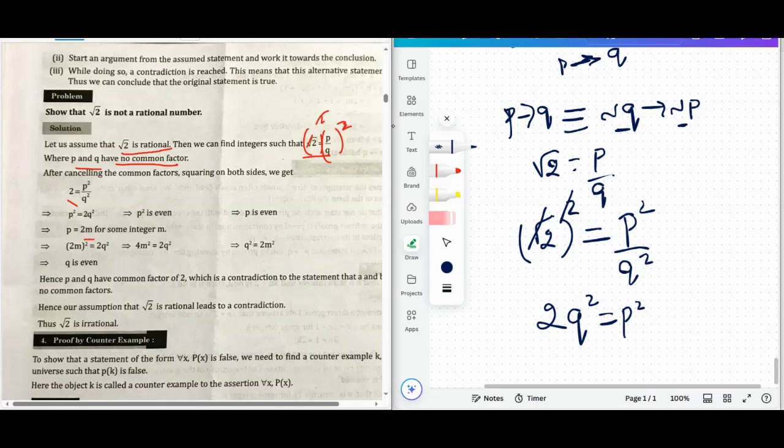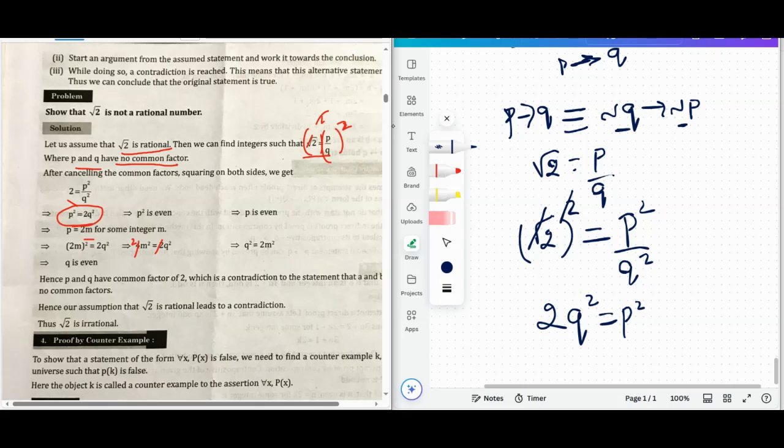Now since p square is even, p is even, we'll take p is equal to 2m. Substitute in the formula. Here in this formula, p square is 2q square. So (2m) square is equal to 2q square. 2 square is 4, so 4m square is equal to 2q square. Then cancelling, 2 twos are 4, 2 ones are 2. We get q square is equal to 2m square.